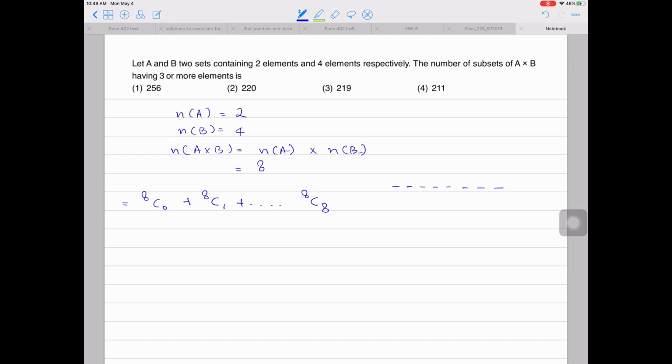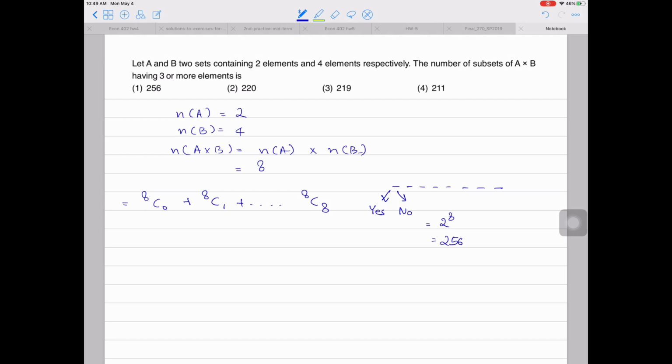and now each element has 2 choices: either to be a part of the subset, yes, or not a part of the subset. So we have 2 choices and we have 8 elements. So the total number of subsets is 2 to the power 8, which is 256.